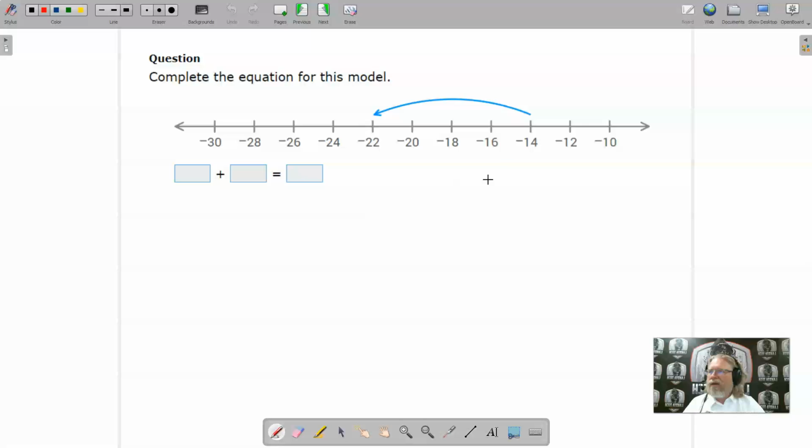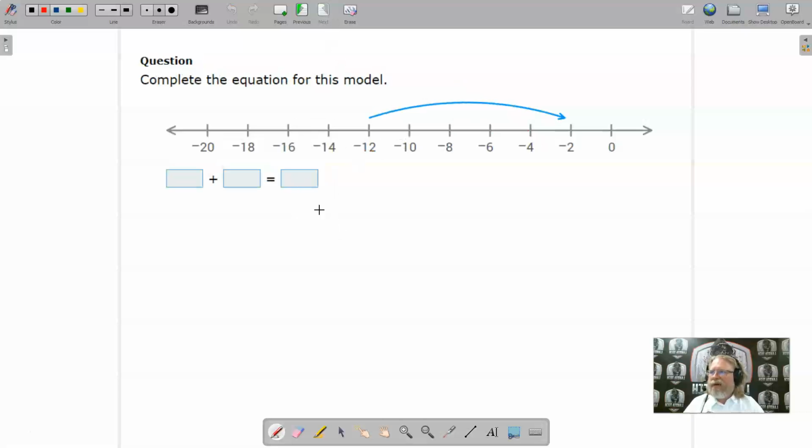For this model here, we're starting at negative 14. And since we're going left, we're adding a negative number. And it looks like they're counting by twos, doesn't it? 14 to 16 is 2. So we're going 2, 4, 6, 8. So we are adding a negative 8. So that's what goes in our second box. So our two add-ins are negative 14 and negative 8. And the sum is our answer, which is negative 22. That's where we end up on the number line.